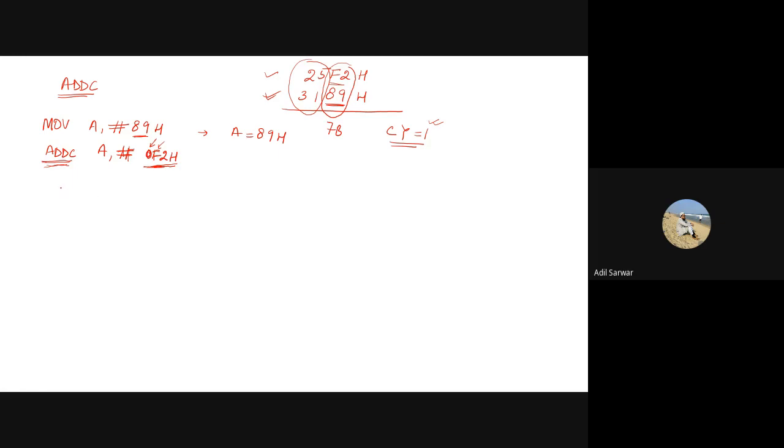Okay, then I have to transfer the result of this addition of the lower 8 bits of these two numbers into another register. Say I am storing it in R3 comma A. That means this number 7B will now be carried to R3.